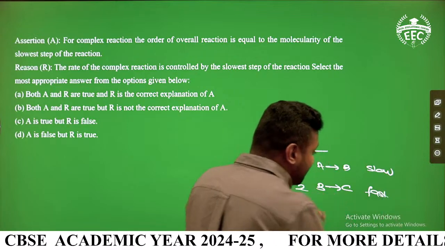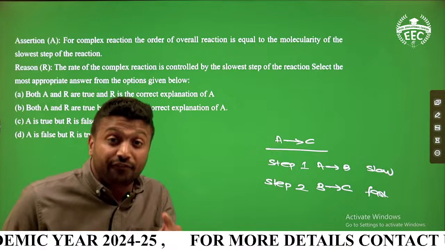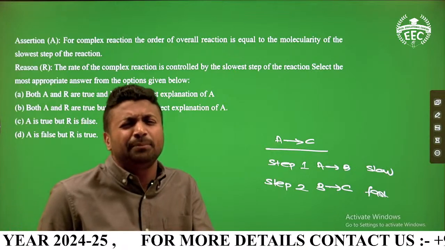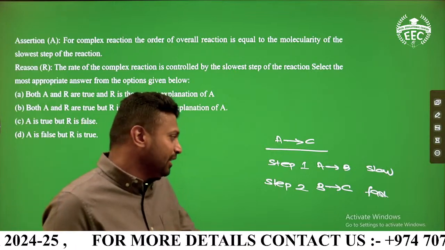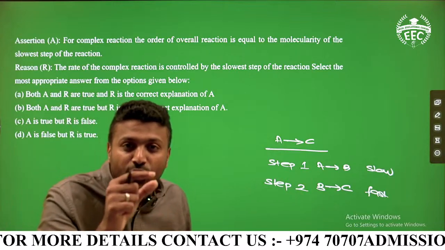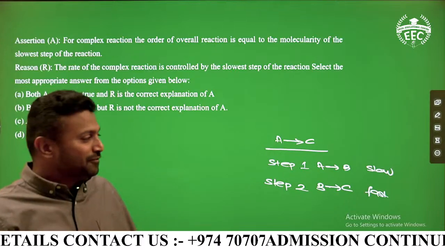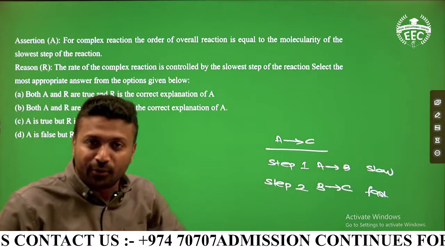It's a complex reaction that takes place in more than one step. The rate of a complex reaction depends only on the slower step. The slow step is A giving B. And one more thing: the molecularity of the slower step will be the same as the order of the overall reaction. That's a key point for you. For the reaction, A giving B is the slower step.